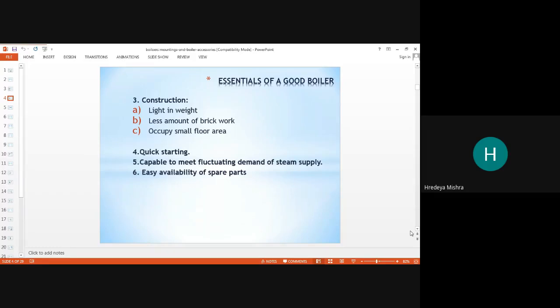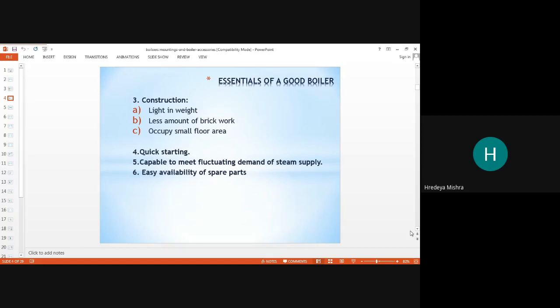Capacity to meet fluctuating demand of the supply: if the supply of steam is fluctuating, then the effect on economy is negligible. This is also a good quality. Next, easy availability of spare parts.